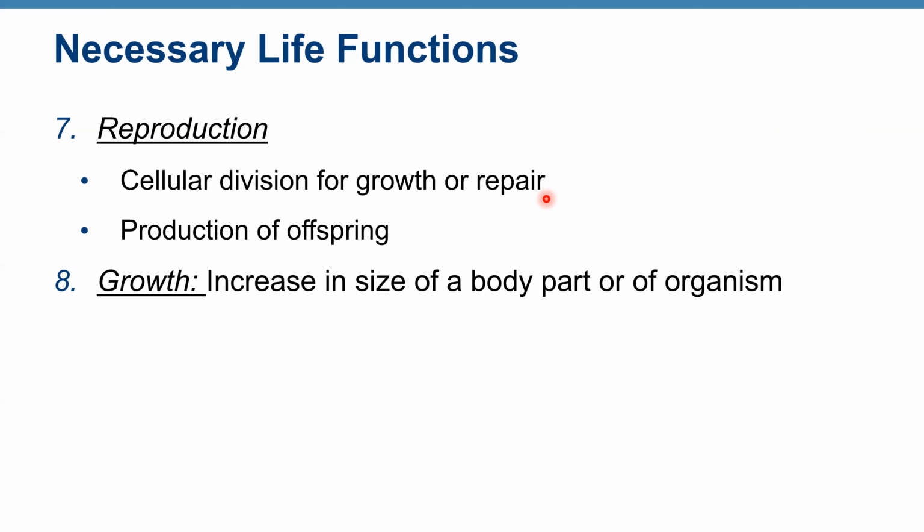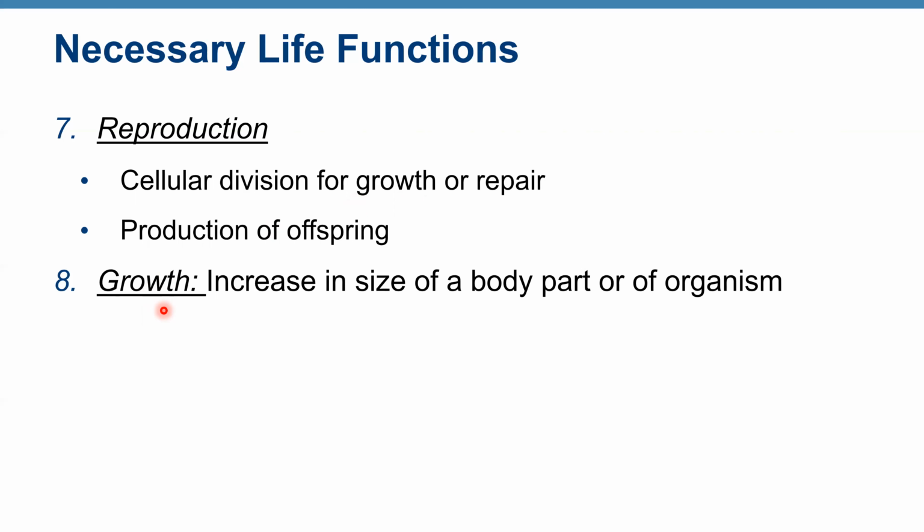So to repair those damaged cells, you need other cells, adjacent cells, to divide and replace the ones that are damaged. For growth, we all started as one single cell that is called zygote, and then this cell divides, and you became bigger. Right? So that's why our last function here that is necessary for life is growth. Growth is increase in size of a body part of an organism.